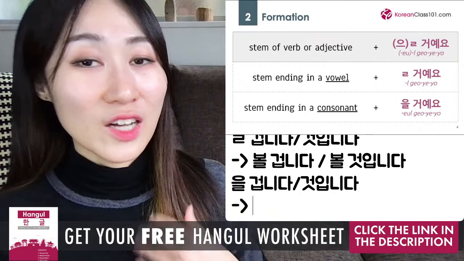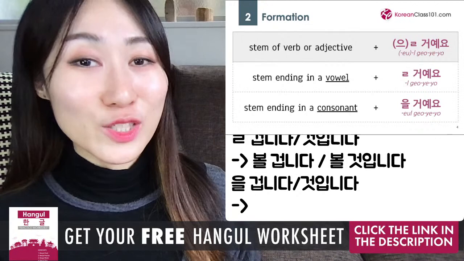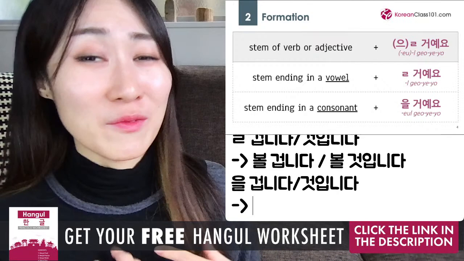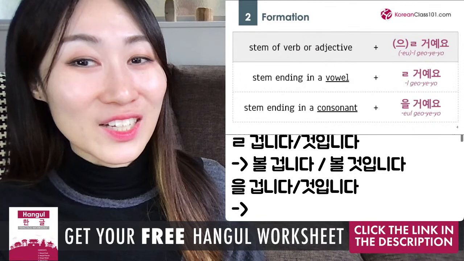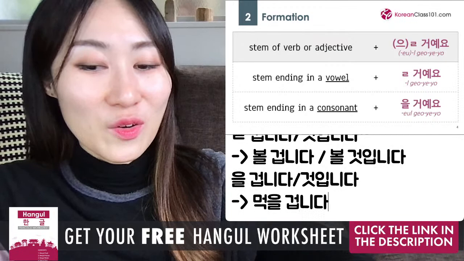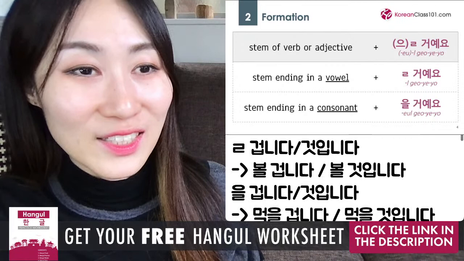Now, I think, as a presentation, I'm saying, I think our client will eat this kind of food in this situation. So I'm having a serious presentation now, and I'm saying it in a formal way. So I say, 먹을 겁니다 or 먹을 것입니다. So 겁니다, 것입니다 is a formal form.